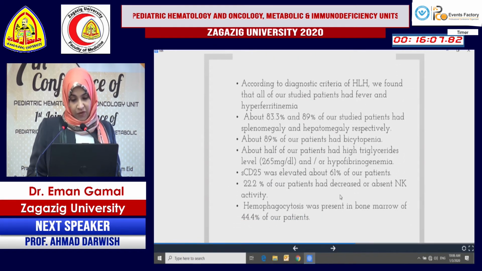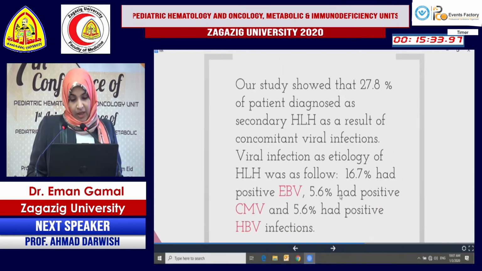According to diagnostic criteria of HLH, we found that all of our studied patients had fever with hyperferritinemia, and about 80% had organomegaly, either splenomegaly or hepatomegaly, with bicytopenia. About half of patients had a high triglyceride level, soluble CD25 was elevated in about 60%, and 22% of our patients had decreased or absent natural killer cell activity. Hemophagocytosis was present in bone marrow in about 44% of our patients. Our study showed that 27% of patients were diagnosed as secondary HLH as a result of concomitant viral infection, and the most common viral infection was Epstein-Barr virus, followed by cytomegalovirus and hepatitis B virus.